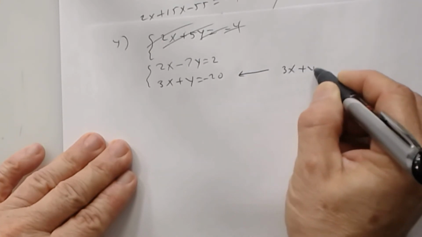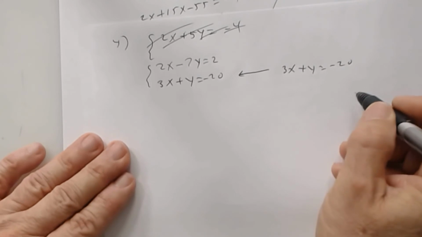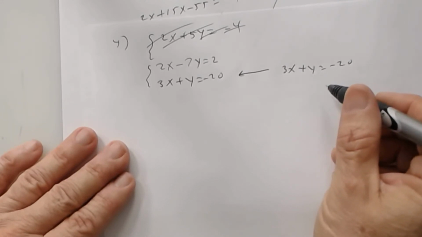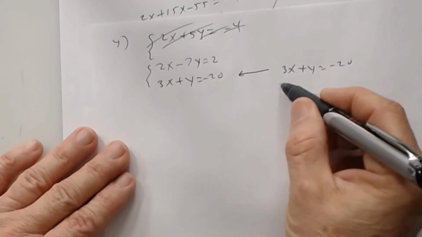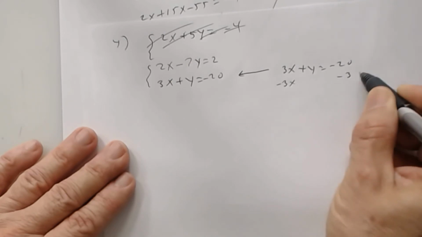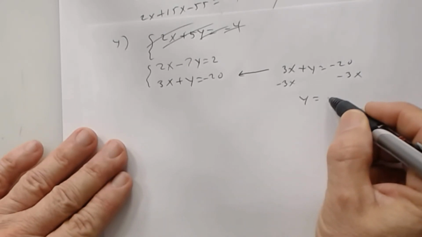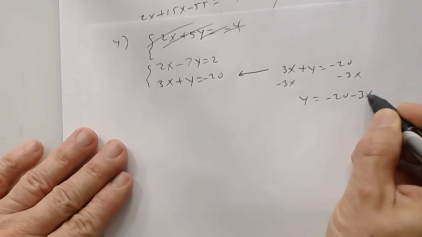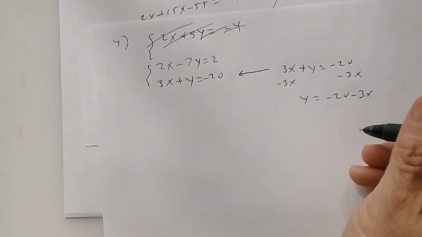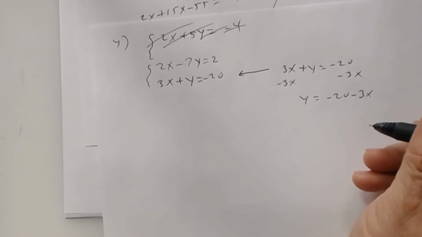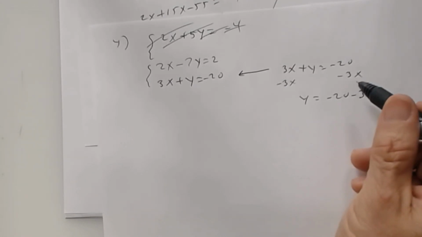3x plus y equals -20, get y by itself. All of us should do what for the next step? Subtract 3x on both sides. And all of us should say that y equals what? -20 minus 3x, or -3x minus 20, it does not matter. All right. Circle that expression.